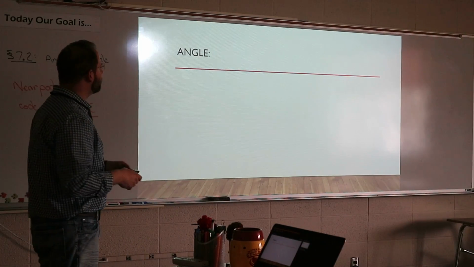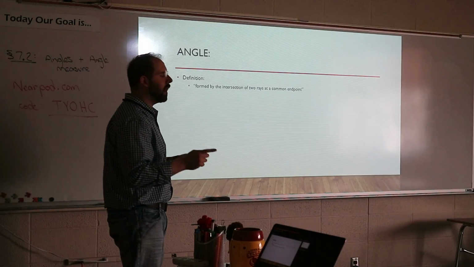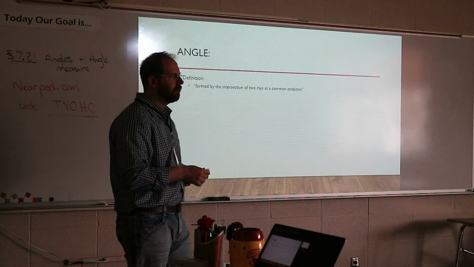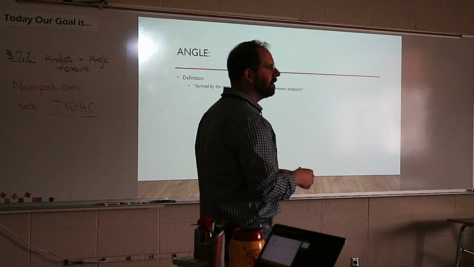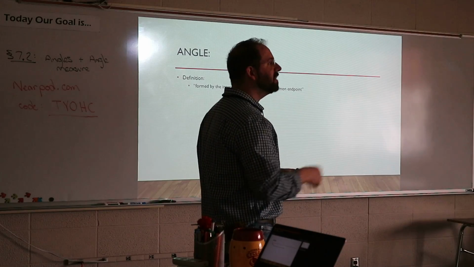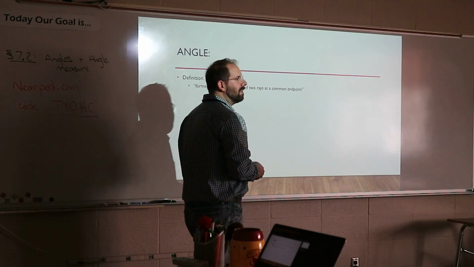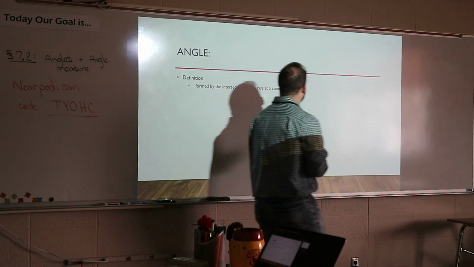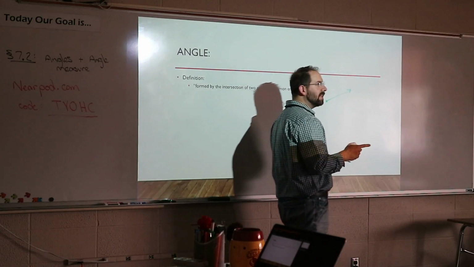For angles, the definition of an angle is that it's formed by the intersection of two rays. Now, we talked about this yesterday. What is a ray? Give it to me. What do you got? A ray, what does it look like? Isn't it just a line with one arrow at the end? Perfect. It's a line with one arrow. That's a ray.